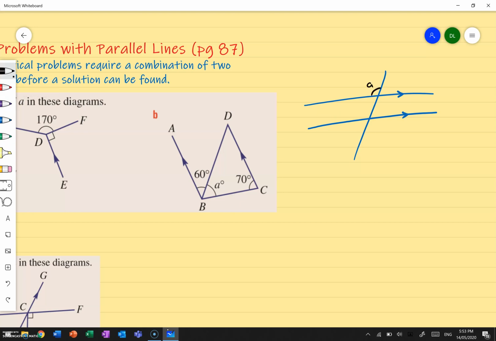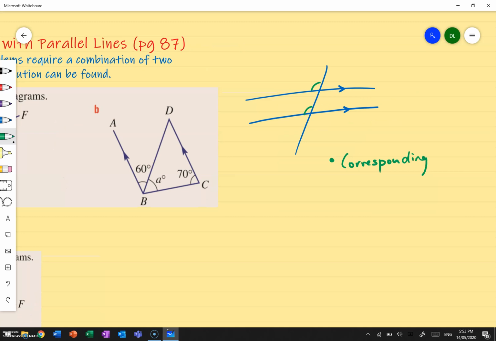Let's call this one A, and this one B. A, B are alternate. Actually, let's use different colors instead. That might make it a bit easier. So green is corresponding, my apologies. This is just revision from last lesson, so if you already have those notes, feel free to just take a look at those.